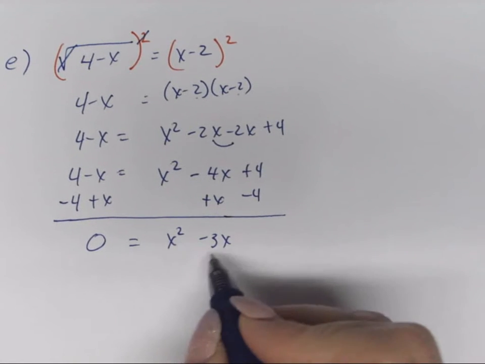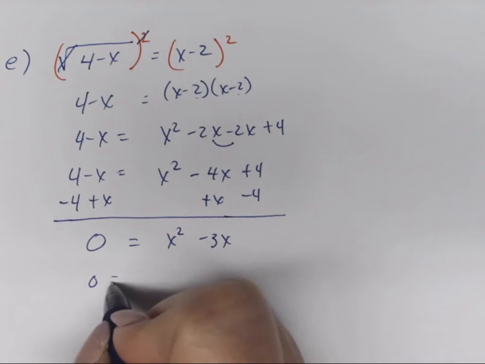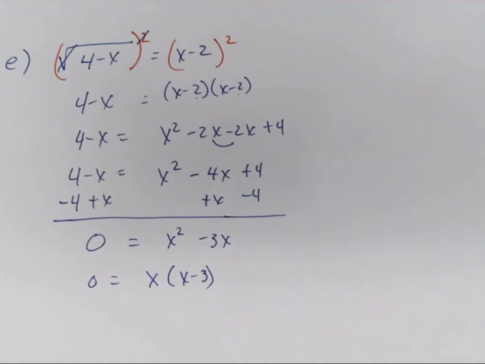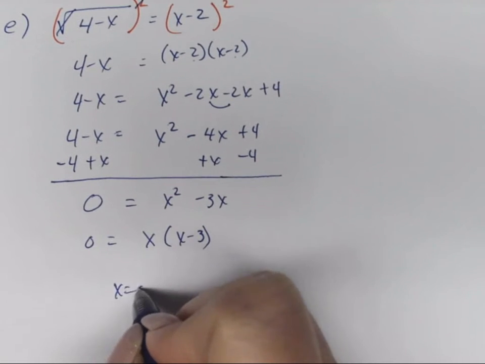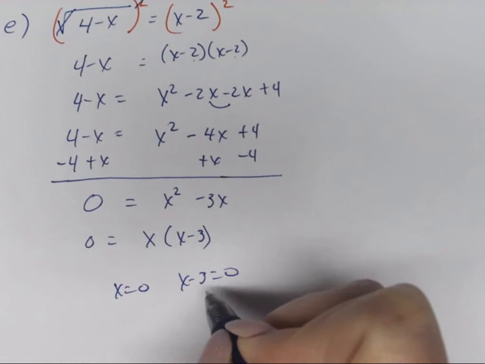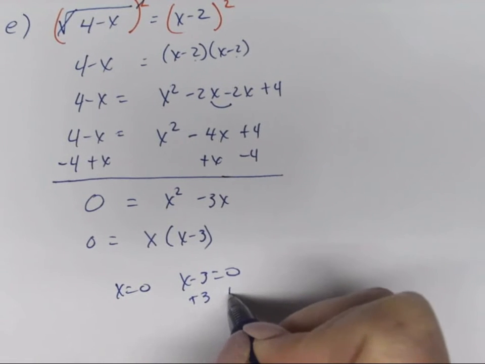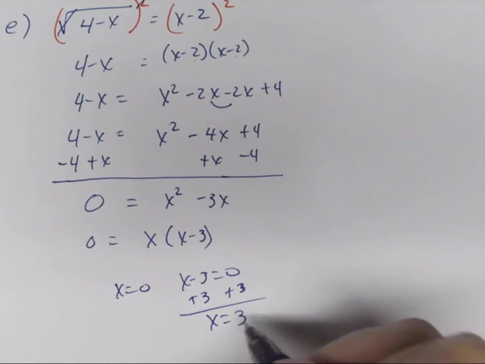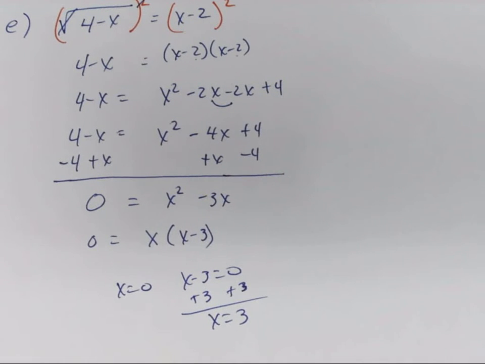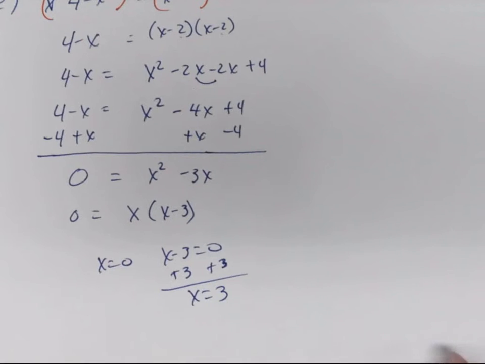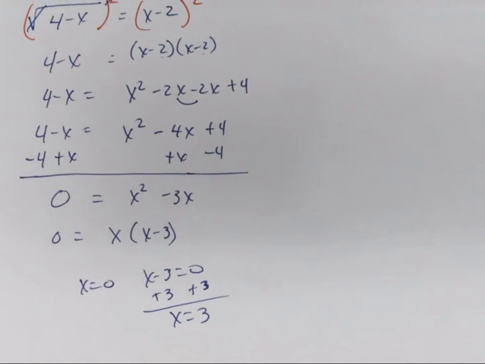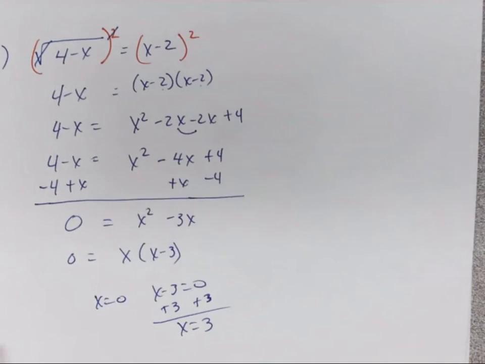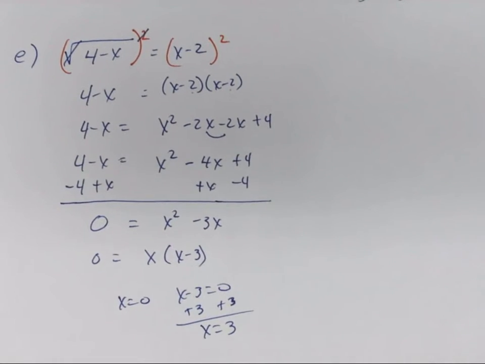So now we've got to look at what we can factor out of this. So 0 would equal x times x minus 3. Now we'll set each part equal to 0, and then add our 3 over, and x will equal 3. So x equals 0, x equals 3 are our two solutions, but we have to go check and see if our solutions work. Let me zoom out just a little bit so we can see the whole problem.